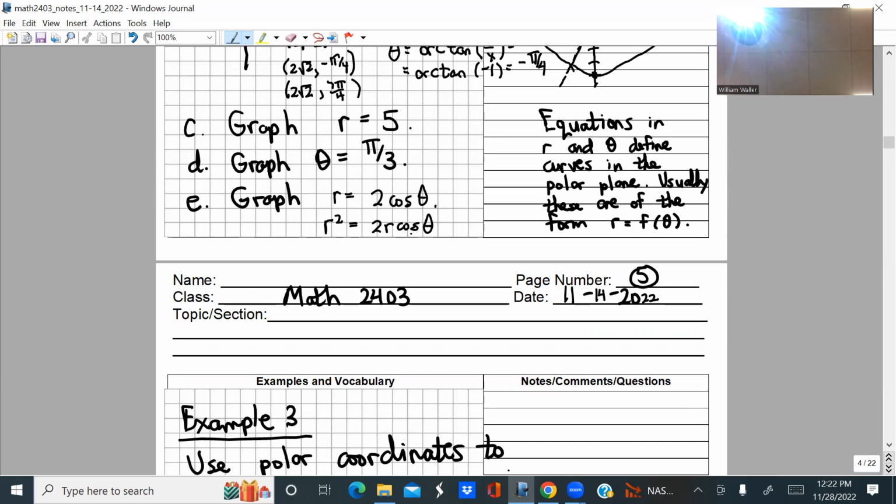But now what's r cosine theta? That is better known as x, isn't it? In rectangular coordinates? r cosine theta is x, right? And r squared is x squared plus y squared. Because remember, r is the square root of x squared plus y squared. So r squared is x squared plus y squared. Oh, so there's the equation converted back to rectangular coordinates. You have any idea what that equation is?